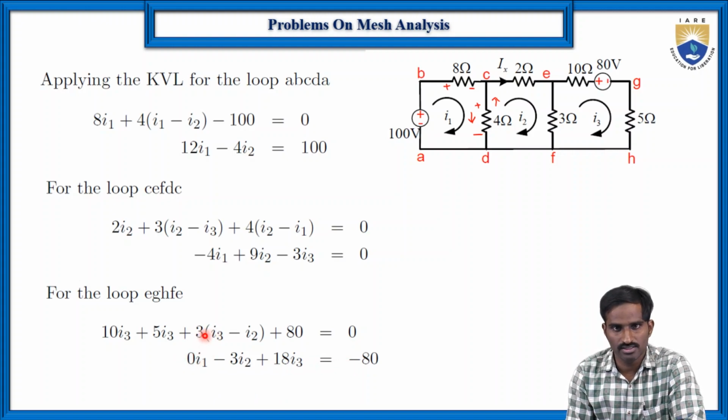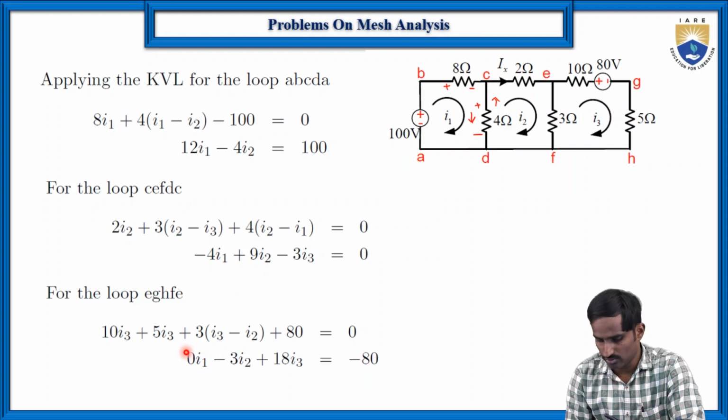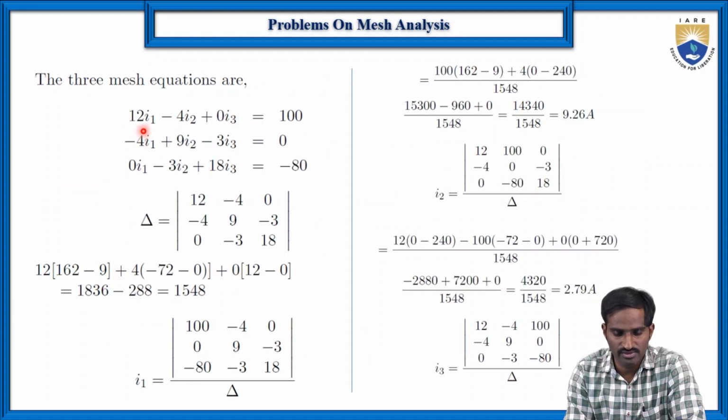Because the same way as in the previous problem, we are going to solve these 3 equations by using Cramer's rule. The first equation is 12I1 minus 4I2 is equal to 100. There is no I3 term, so we have placed plus 0 into I3. Similarly, the second equation is minus 4I1 plus 9I2 minus 3I3 is equal to 0. And finally, the third equation doesn't have the I1 term, but for our understanding purpose I have mentioned 0I1 minus 3I2 plus 18I3 is equal to minus 80.